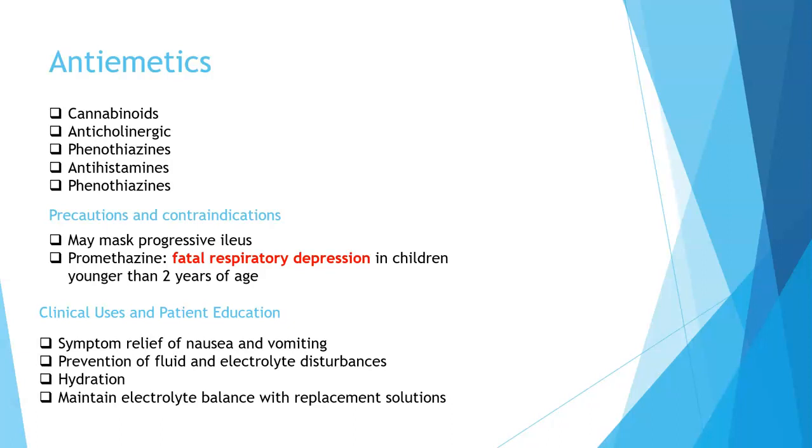The 5-HT3 receptor antagonists may mask the ileus, like I said earlier. Antihistamines can cause drowsiness, dry mouth, blurred vision, urinary retention. Those are those anticholinergic effects. The phenothiazines can cause drowsiness or the EPS, such as dystonia, akathisia, and tardive dyskinesia, which you'll learn a little bit more about in the psych area.